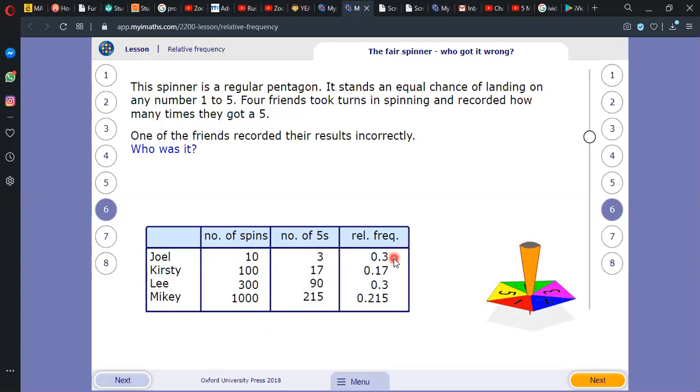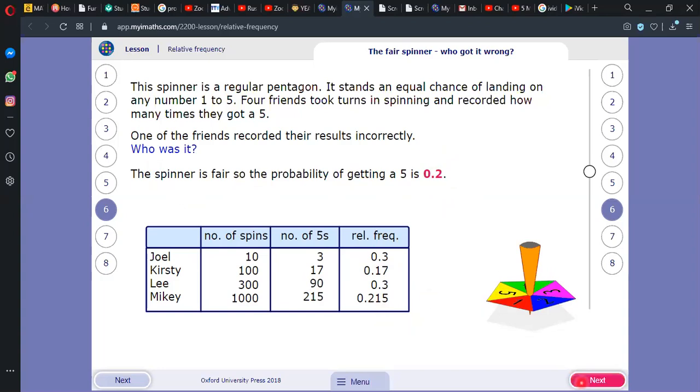So let's find out what the problem is. The spinner is fair, so the probability of getting a 5 is 0.2. So this is the normal calculated probability. There are 5 numbers on the spinner, and to get a 5, that is just one number. So it has to be 1 over 5, and 1 over 5 in decimal as a probability is 0.2. So relative frequencies here should be close to this 0.2.